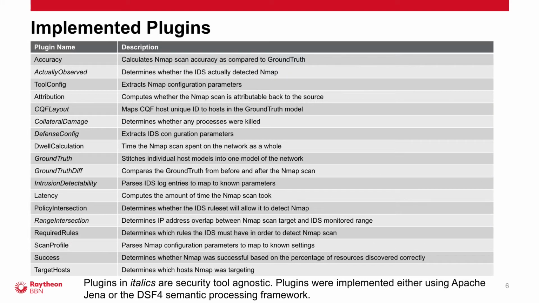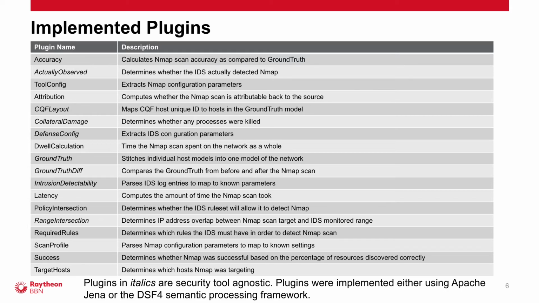So here are all of the plugins that we've implemented in Java for our semantic processing pipeline implementation. I'm not going to go over each individual one and what it does, but just notice that some of these plugins have their names in italics. That means that these are tool agnostic, so they can be used for the Nmap tool or any other similar tool, whereas the ones which are not in italics are Nmap specific.